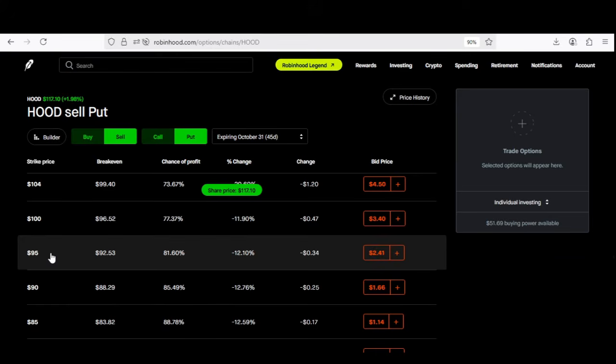Now, this is how you use that information. When you're doing the cash secured put, you could use the expected move on the lower end of the spectrum.